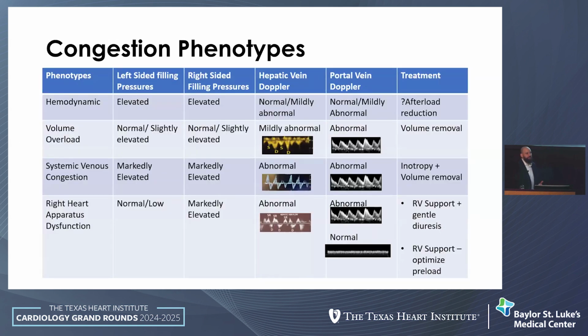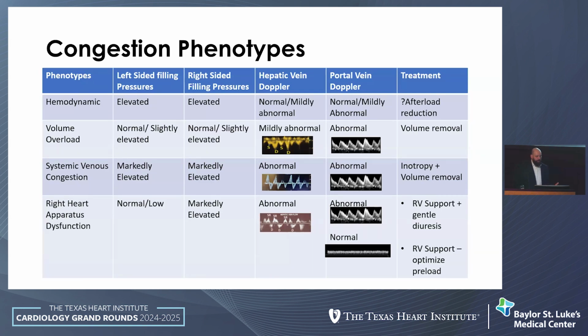So now we start to understand that there's actually very interesting congestion phenotypes. Either hemodynamic, where you have high filling pressures on the left and the right, but the visceral organ Doppler isn't that abnormal, and so we shouldn't really be diuresing them, we should really be doing afterload reduction. Volume overload is when the filling pressures aren't that high, but there's clear congestion in the organs, and we really need to diurese them. Systemic venous congestion, extreme form, where you have both high filling pressures and organ congestion, you need a combination of inotropy plus volume removal.